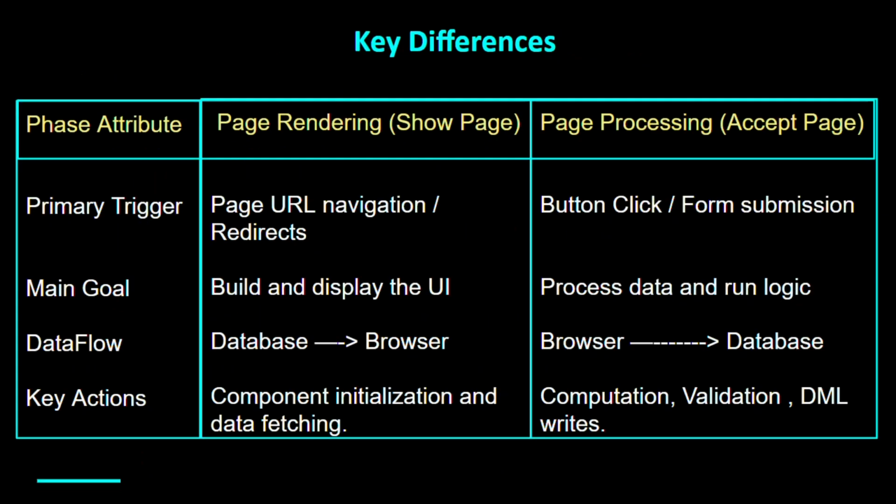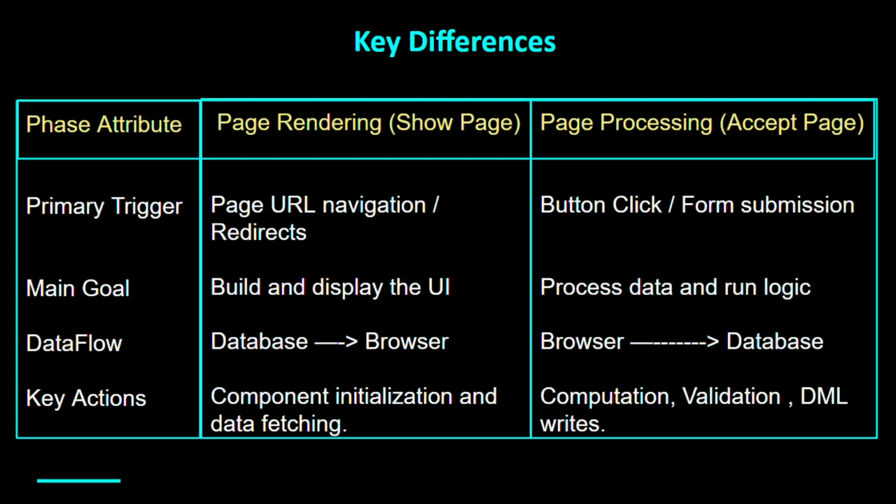To visualize how these two phases interact, let's look at their key differences side by side. The primary trigger of page rendering is when the page URL is hit or navigation is performed or redirects are done, while page processing is triggered when the button is clicked or form is submitted. The main goal of page rendering is to build and display the UI, and the main goal of page processing is to process the data and run the logic.